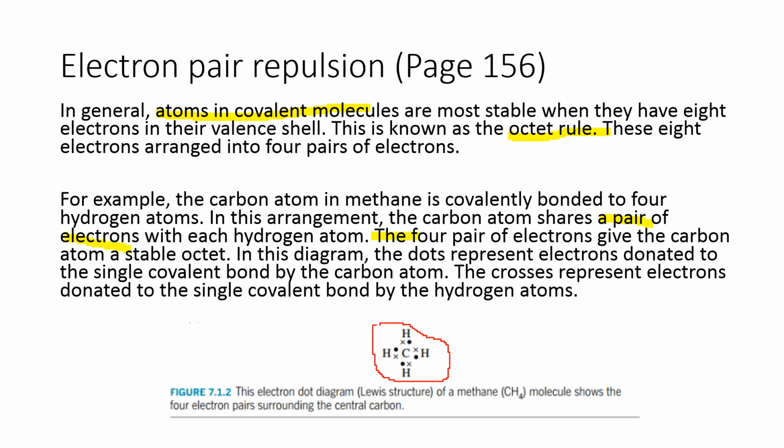It says here the 4 pairs of electrons give the carbon atom a stable octet. In this diagram, the dots represent electrons donated to the single covalent bond by the carbon atom. The crosses represent electrons donated to the single covalent bond by the hydrogen atoms. Alright, so the next slide will show you that particular shape, and the shape that we have discussed for methane is tetrahedral, and I'll explain more why it is tetrahedral. I'm going to move on to the next slide.